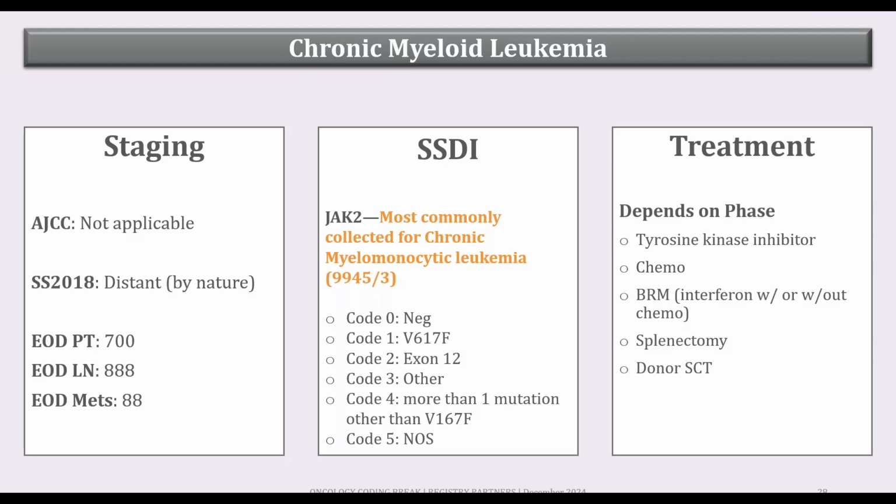So staging is the same for CML as we saw with ET and PV. The JAK2 SSDI is only collected or mostly collected for the chronic myelomonocytic leukemias, but it can be collected for any of these diseases. And as we just saw, treatments will depend on the phase of disease and include chemo, immunotherapy, and stem cell transplant. And let me just clarify with that SSDI, we're collecting the SSDI for all. But we're most commonly going to see it with the chronic myelomonocytic leukemias.